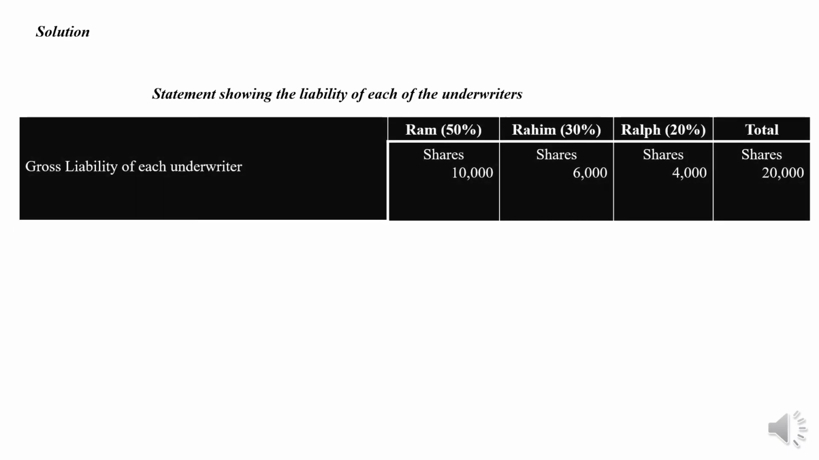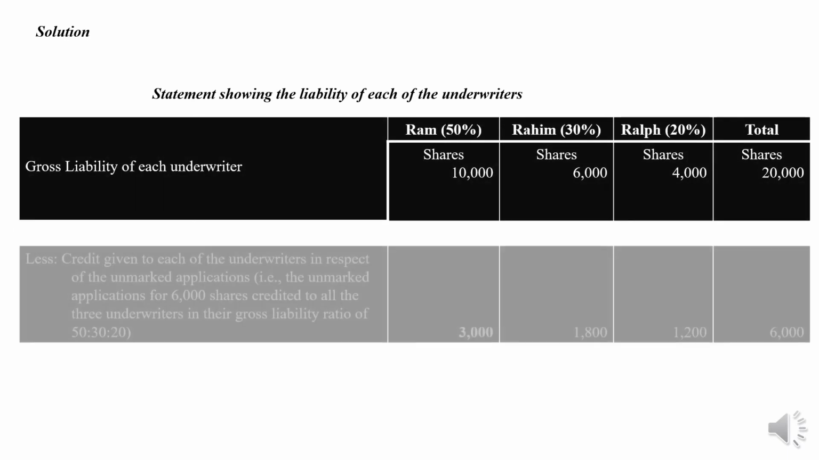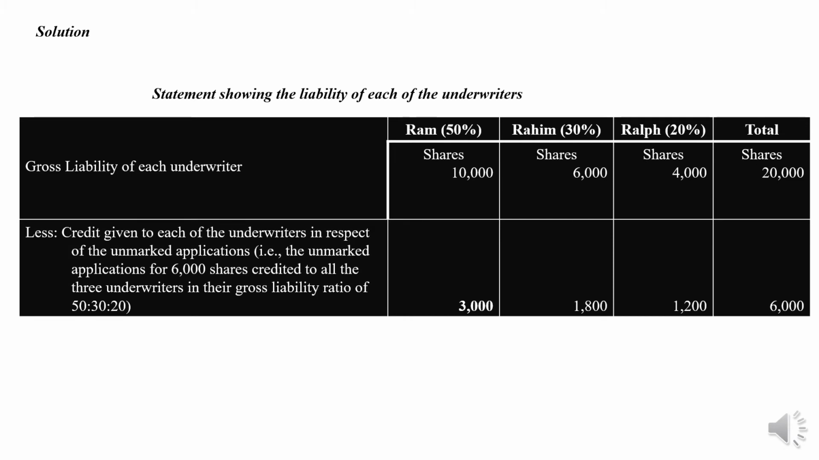So now let us move on to solve the problem. Prepare the statement showing liability of each underwriter. Okay, now we have 3 underwriters here. Gross liability of each underwriter, shares of the first person, that is Ram 50%, Rahim 30%, Ralph 20%, total 100%.